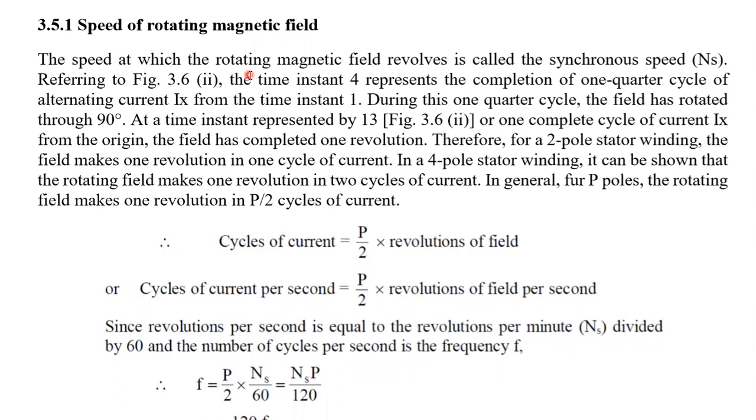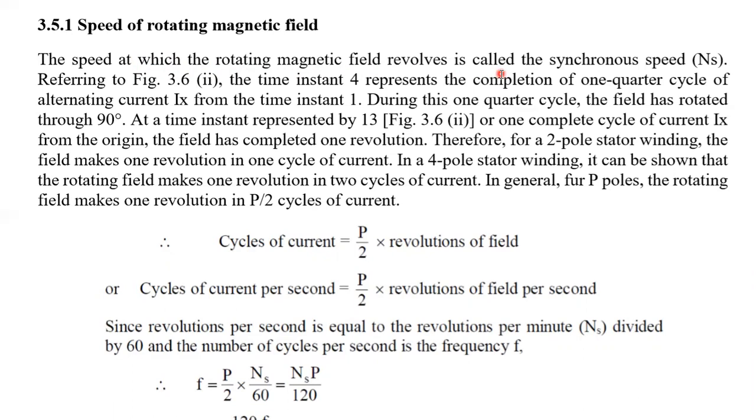The speed at which the magnetic field is rotating is called synchronous speed. That means in the stator, this magnetic field is rotating, and that speed is called synchronous speed, while the stator is stationary. The stator is stationary, but in the stator winding, the magnetic field is rotating at synchronous speed.